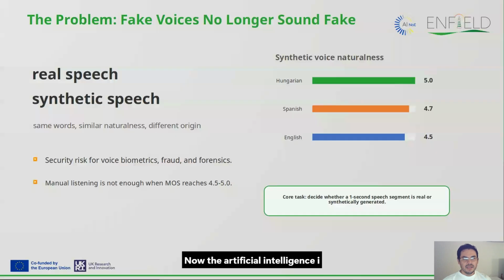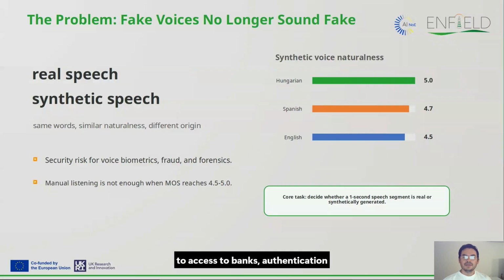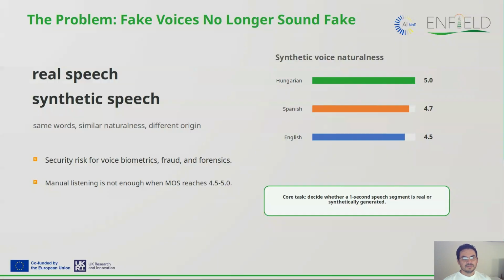Nowadays, artificial intelligence is used in a lot of areas, but not only on the good side. I mean, on the bad side, attackers are using a lot of algorithms to clone and synthesize voices to have unauthorized access to security systems. I mean, to access banks, authentication systems, transaction systems, control systems.